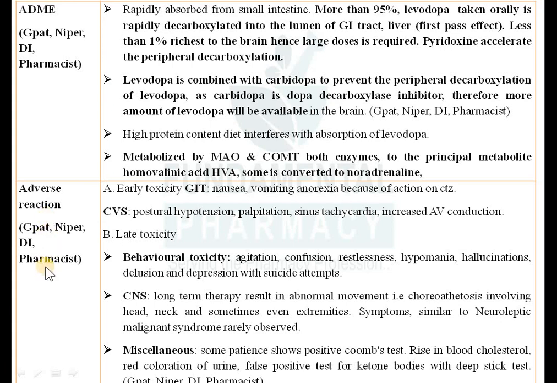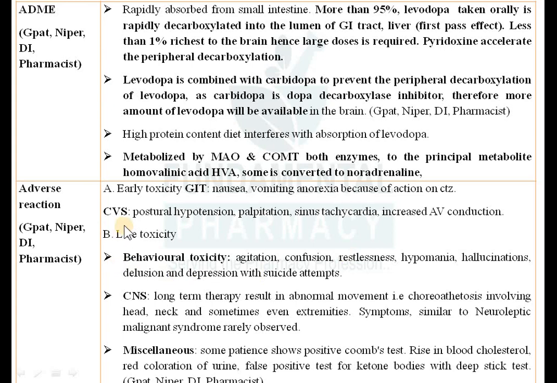Now next is adverse reactions. What are the adverse reactions of levodopa? There is early toxicity and late toxicity. In early toxicity, on the GIT you will have nausea, vomiting, anorexia. Anorexia means loss of appetite, nausea means feeling sick, vomiting means vomiting. I have to say everything. So GIT: nausea, vomiting, anorexia.